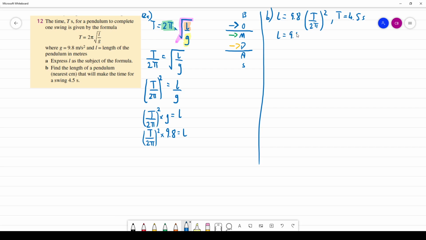L will equal 9.8 open bracket 4.5 over 2 pi in brackets squared. And if you pop it all in your calculator, you'll get something like 5.026 dot dot dot. But don't forget, read the question one more time: nearest centimeter. So this L will equal 5 centimeters. And that's it. A little bit of rearranging, and then a little bit of substitution. That's it. Thanks. Bye.